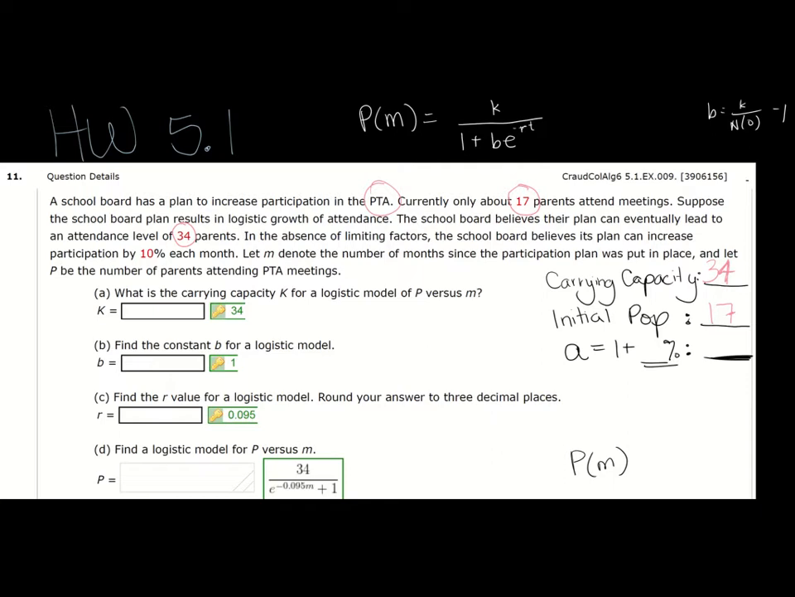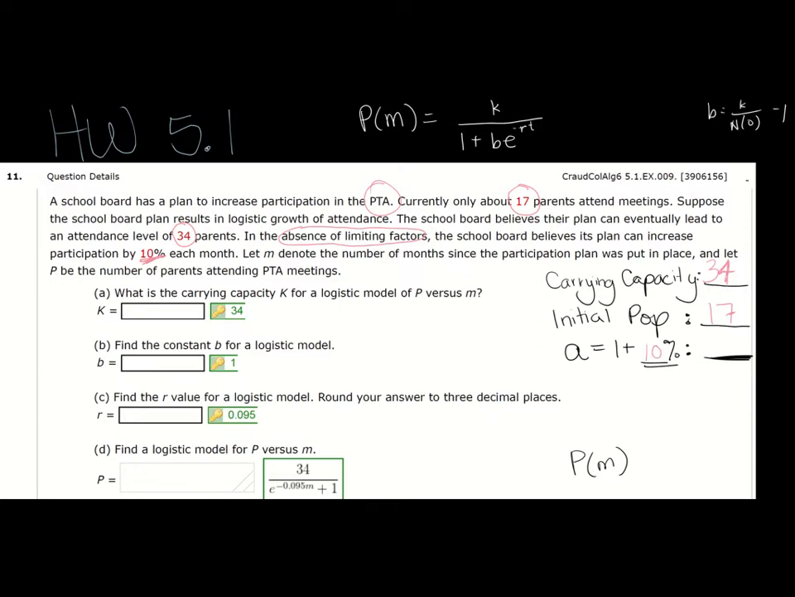In the absence of limiting factors, the school board believes its plan can increase participation by 10% per month. That's a percentage increase. Remember, from exponential functions, that would be our absence of limiting factors, population grows without any limit. It grows exponentially, okay? What we have is A equals 1 plus the percentage growth. Well, the percentage growth is 10%.